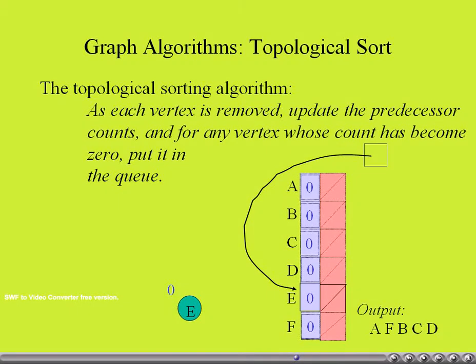Now, E is removed from the queue and kept in the output list, and when we verify the adjacency list of the graph, E doesn't have any more nodes. Thus, the remaining node whose predecessor count is 0, F, will be simply printed.